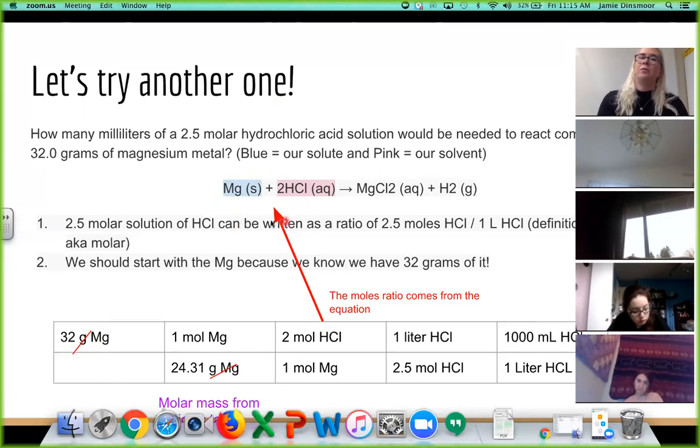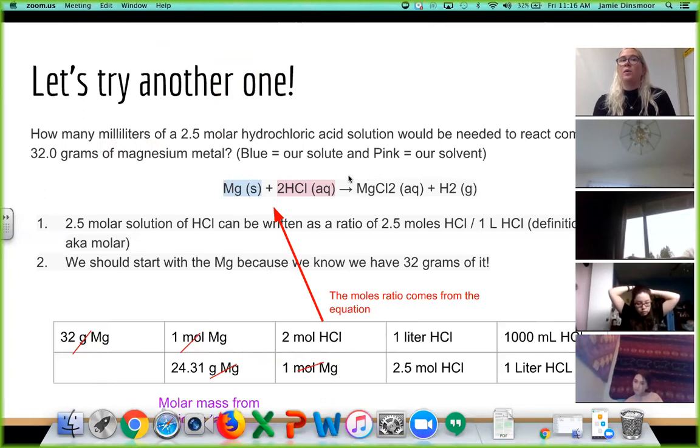So knowing that information, using just the coefficients from the equation, we can convert from magnesium, which is what we want to do, into hydrochloric acid. We're trying to find out how many milliliters of hydrochloric acid we need. So we're going to put 1 mole of magnesium on the bottom so that we can cancel that unit. And now we are left with 2 moles of HCl, which is great.